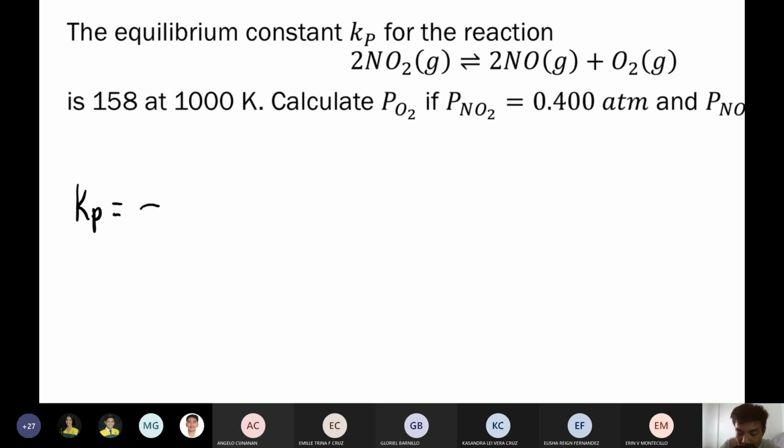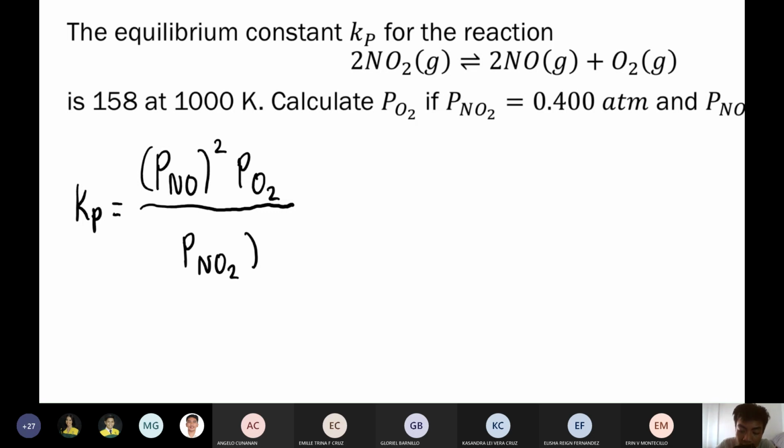So, that will be the numerator, 2NO. Okay, so pressure of nitrous oxide squared. Ano pa yung katabi niya? Oxygen gas. So, that will be the pressure of oxygen gas divided by the reactant, nitrogen dioxide. So, pressure of nitrogen dioxide squared. No? So, yan yung K expression natin.